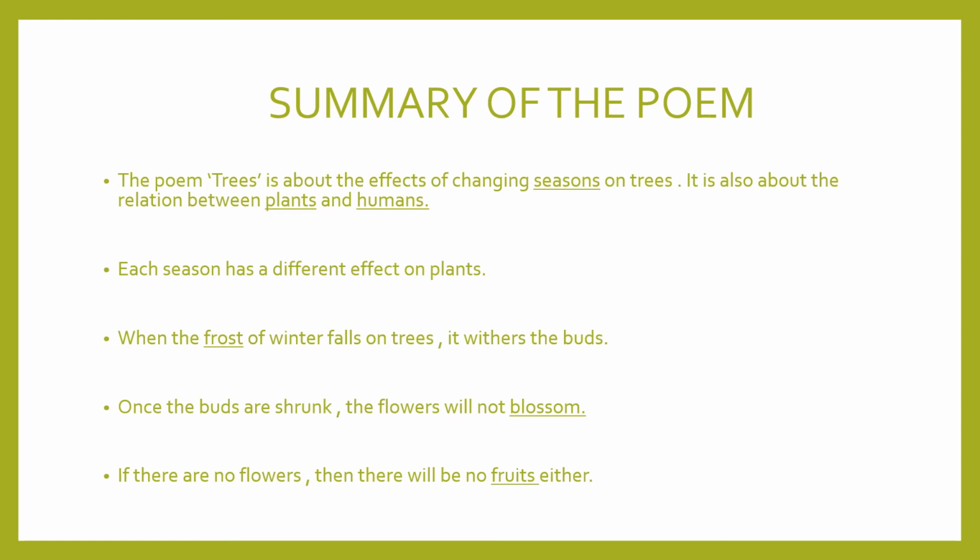When the blank of winter falls on trees, what comes in the winter and falls on trees? Frost. Frost you can see only in winter time. So when the frost of winter falls on trees, it withers the buds. Once the buds are shrunk, what will not happen if the buds are not there? Can we get flowers? No. Only if buds are there and they bloom do we get the flowers. So once the buds are shrunk, the flowers will not blossom. And if there are no flowers, then there will be no fruits either.